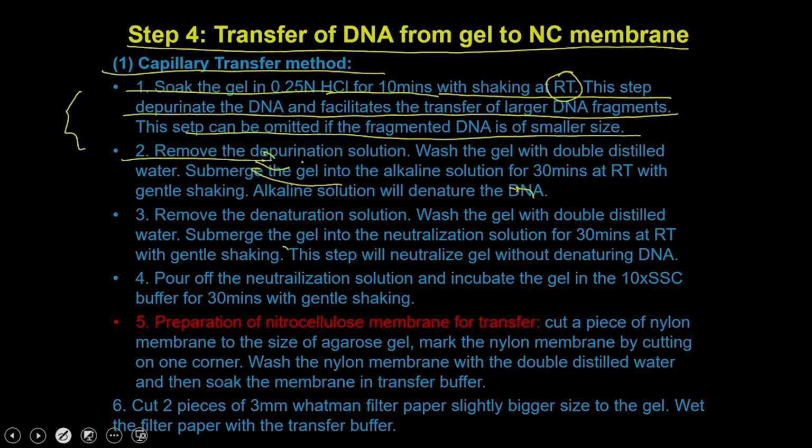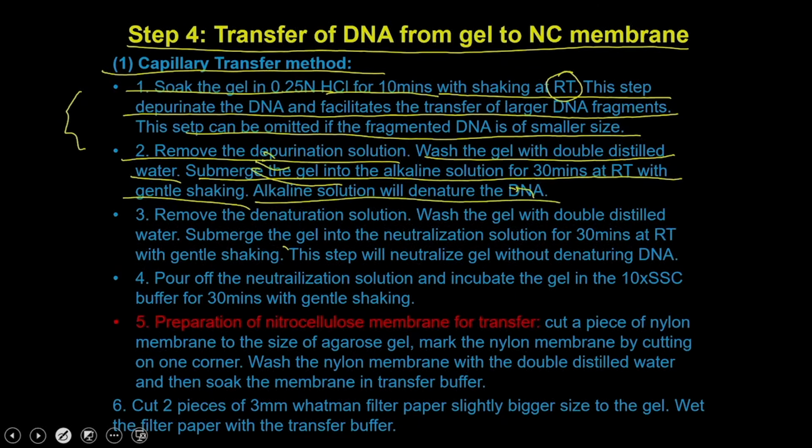Then you remove the depurination solution, wash the gel with double distilled water, and submerge the gel in the alkaline solution for 30 minutes at room temperature with gentle shaking. The alkaline solution is actually going to denature the DNA. Remember that we discussed the same way when we were doing the Northern blotting also, that the denaturation of your DNA or your messenger RNA is important, so that it gets completely transferred onto the nitrocellulose membrane.